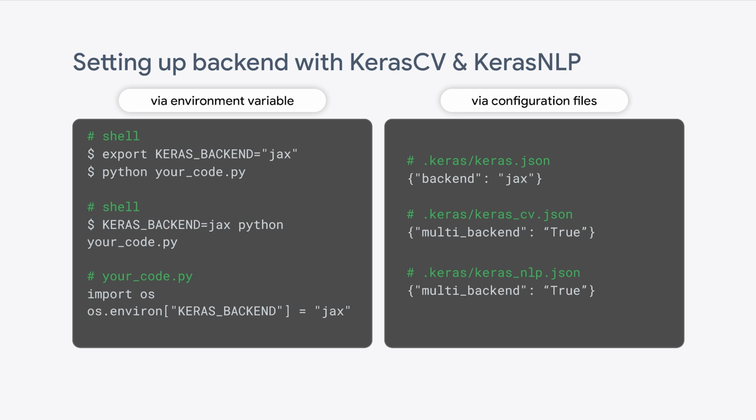There are two ways to make the change. One way is to use the Keras backend environment variable. For example, on the left, we are changing the backend to JAX by setting the environment variable in shell or in Python code. Another way is to set the flag in config files, as shown on the right. In this case, you need to change both the backend flag to JAX in the keras.json file and the multi-backend flag to true in kerascv.json or kerasNLP.json file, depending on which library you are using.